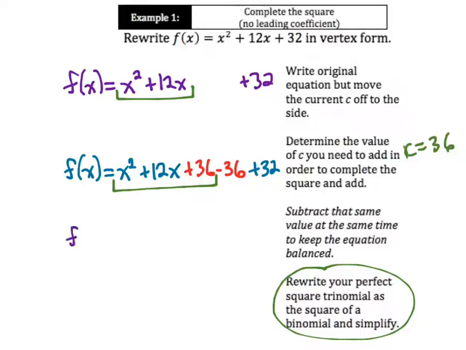All right? So I'm going to have f of x equals, well, what is the square of binomial of this? It's going to be x plus 6 squared. Right? Because this and this are equal. And now I just need to think, well, what's negative 36 plus 32? It's negative 4. And there's my answer. Now I have my h, I have my k, and I can easily graph this.